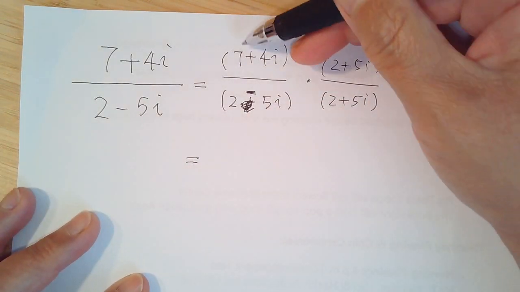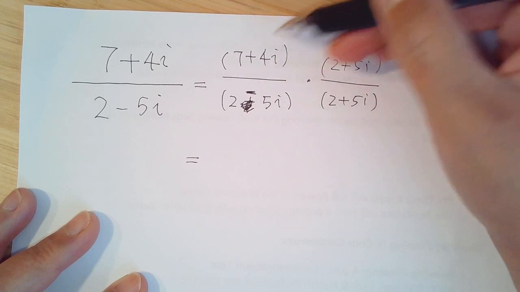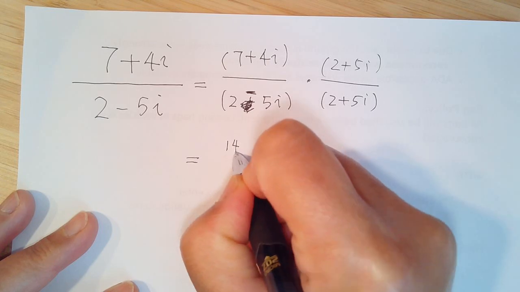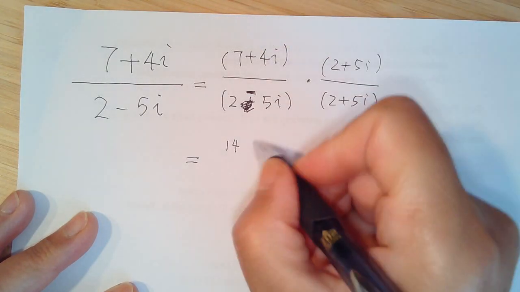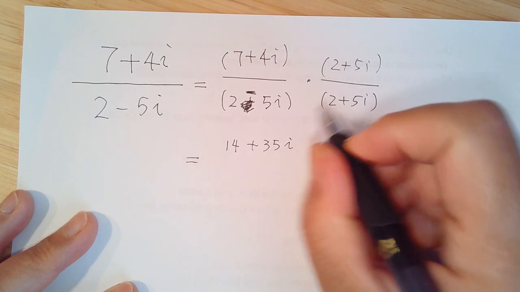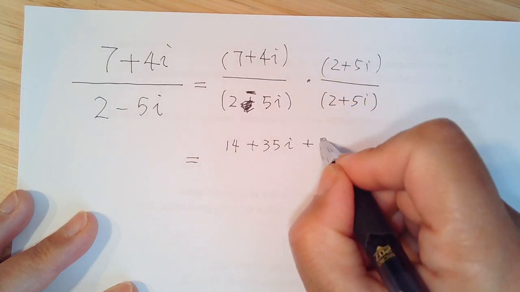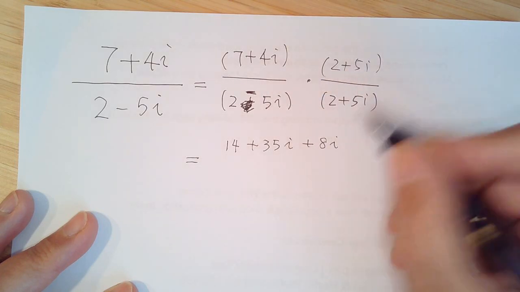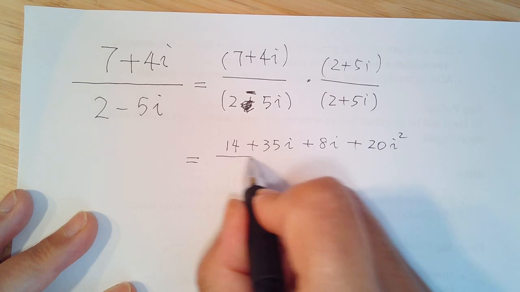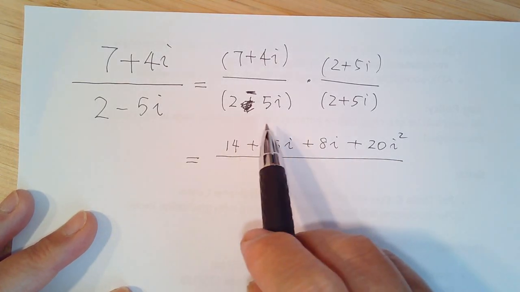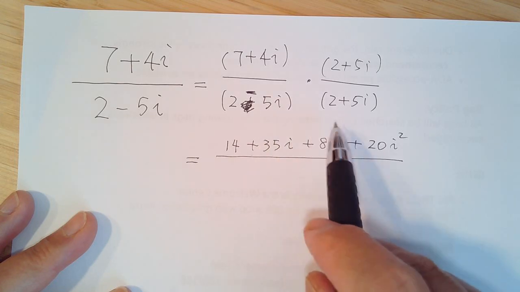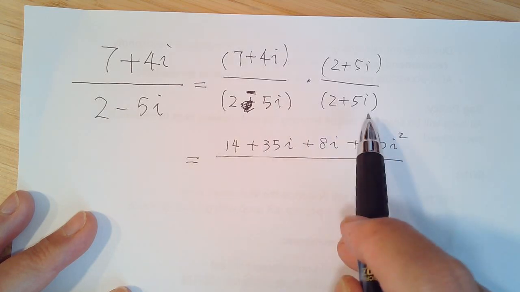And for the numerator, I'm going to use the FOIL method because that's the product of two complex numbers. So 7 times 2 is 14, and the outer, 7 times 5i, I get plus 35i, and the inner is 8i. See that? 4i times 2. And the last one is plus 20i squared. I'm going to do that later. And for the denominator, again, you can either use the formula a plus b times a minus b, which is a squared minus b squared, or you can use the FOIL method.